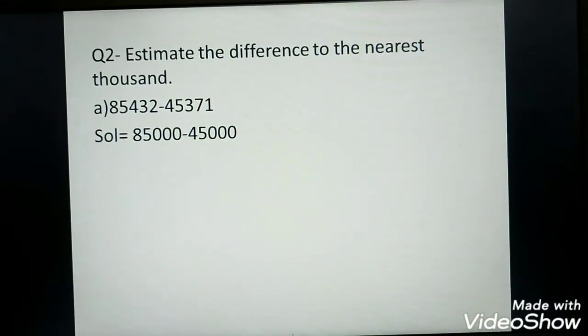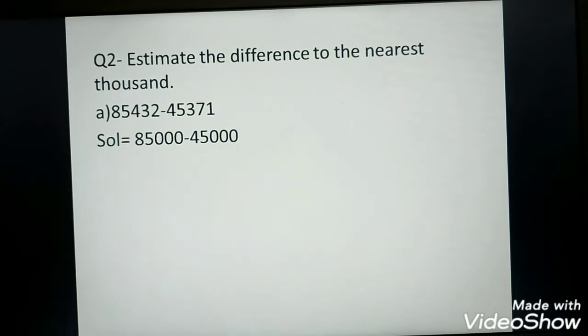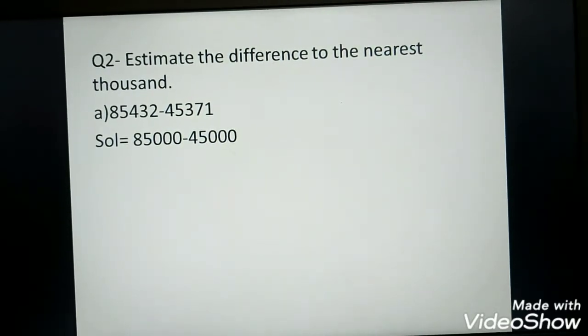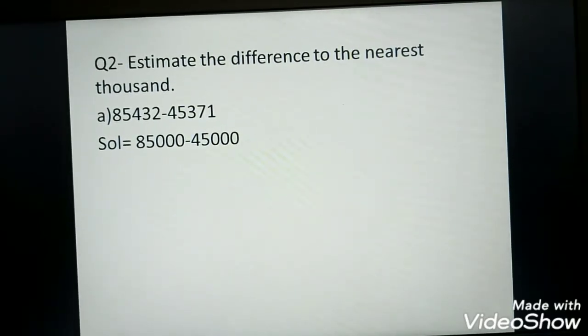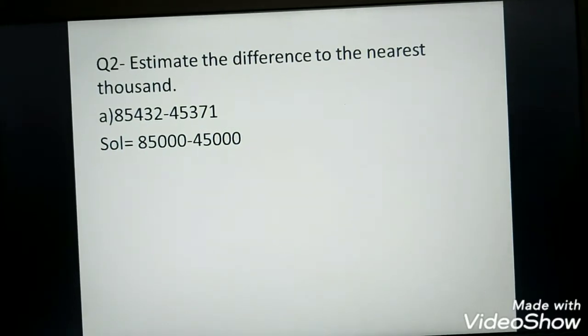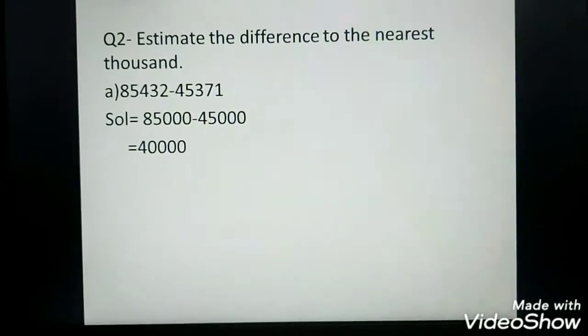So what is the digit in the 100 place? In 85,432, it is 4. So 5 will remain as it is. So it will be 85,000 minus, then look at the digit in 100 place, 3, less than 5, so 5 will remain as it is, so it will be 45,000. So 85,000 minus 45,000 will be 40,000.